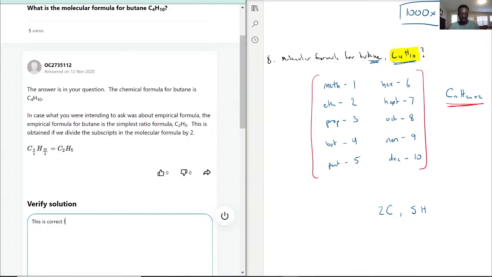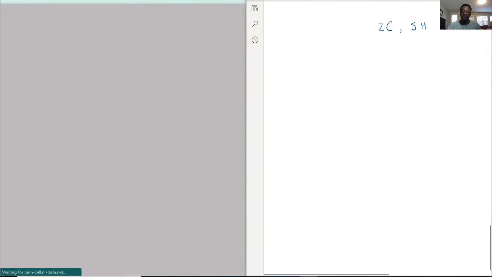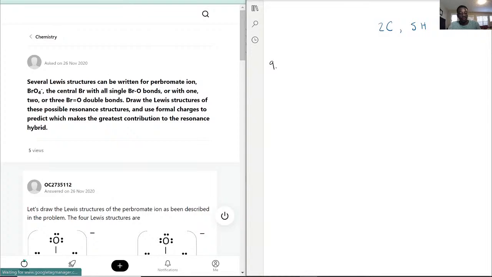This is correct. They were wrong in saying that you got the answer. So, number 9. Several Lewis structures can be written for the perbromate ion, BrO4 minus. The central Br has many Lewis structures: with all single BrO bonds, or with 1, 2, or 3 BrO double bonds.